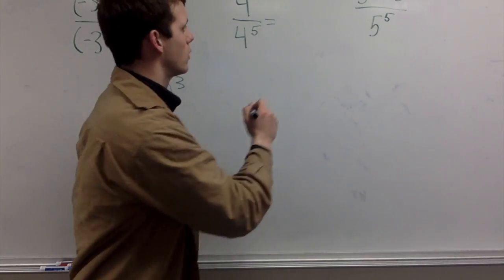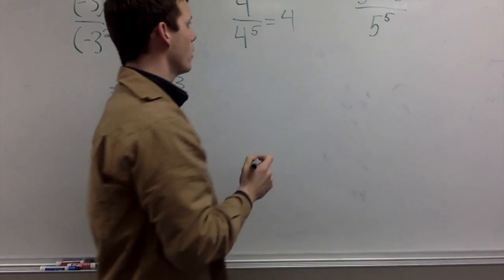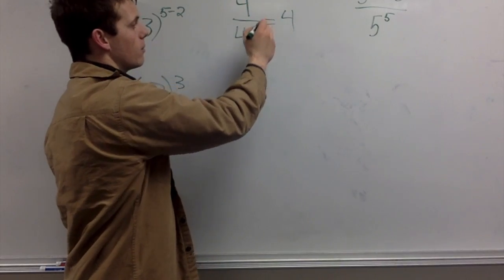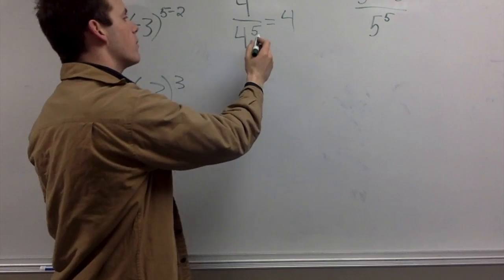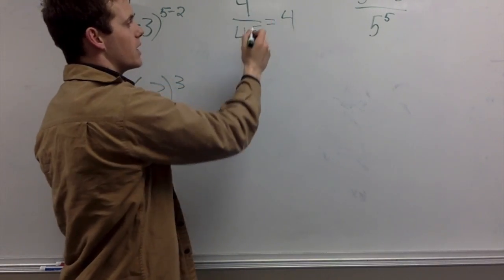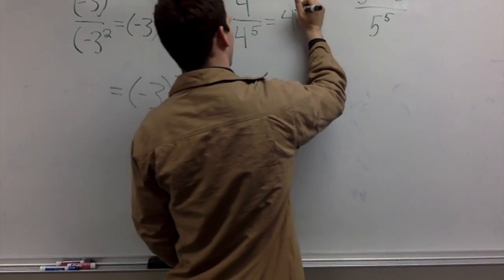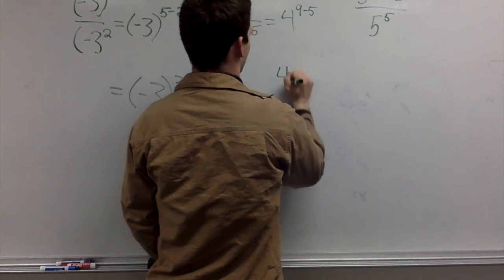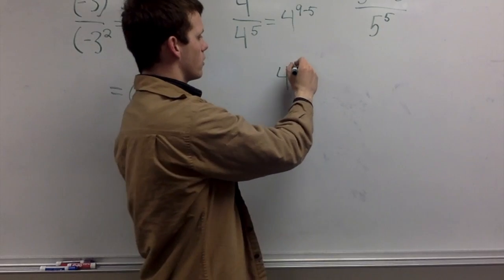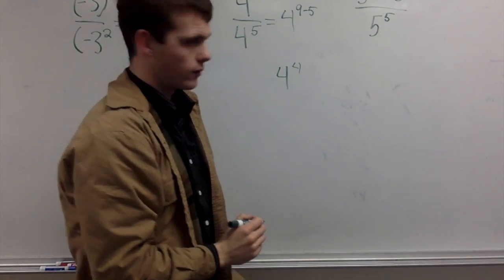Move on. We have 4 to the 9 minus 5. We subtract the bottom from the top. So top minus the bottom. 9 minus 5. So we get 4 to the 4th.